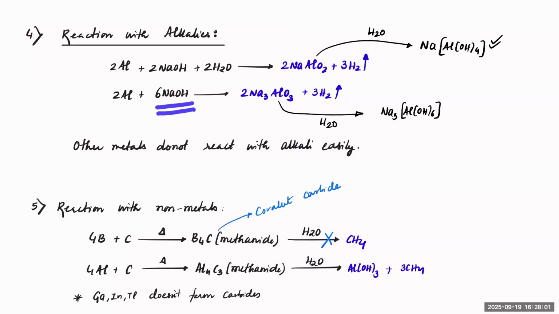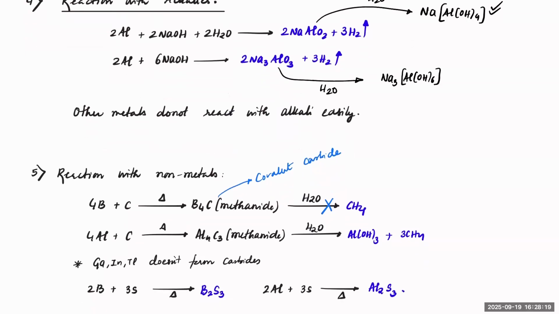But if you take it a little concentrated, it will become Na3[Al(OH)6], with H2O. It would appear like an octahedral complex. Here it is tetrahedral, here it is octahedral complex. While other metals do not react with the alkalis easily.